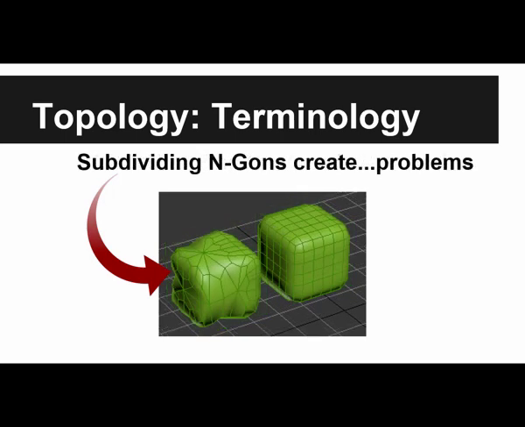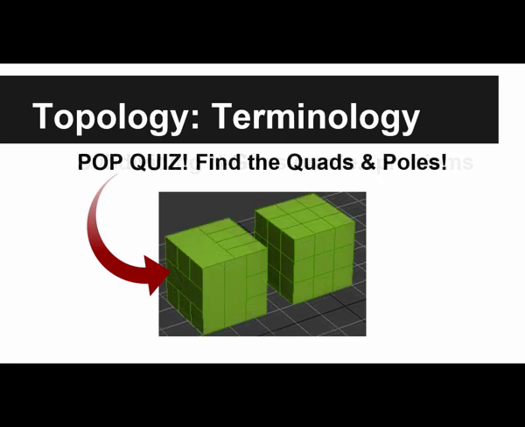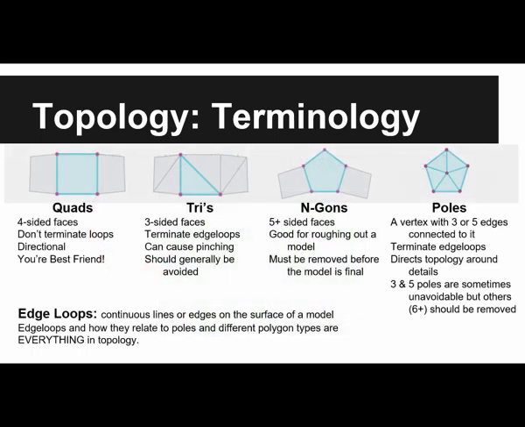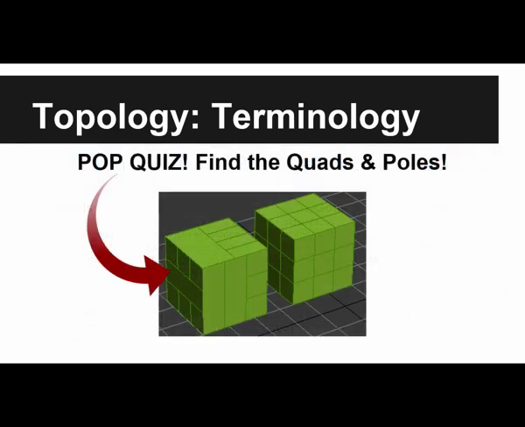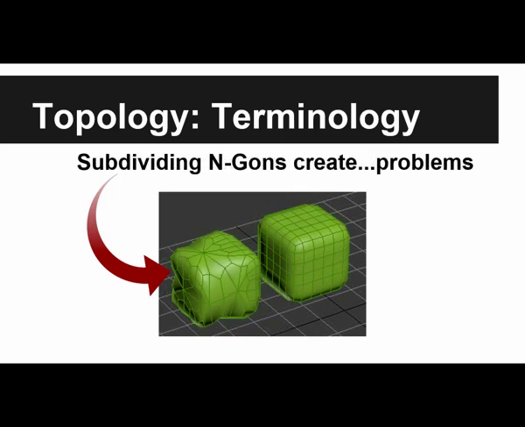All right, subdividing N-gons creates a huge problem. So this is what these two cubes look like previously. One is full of quads, the other is full of N-gons, it's full of poles. I don't see any tris, but it's a mess. And so when you smooth it out, the one on the left creates a big hot mess, and the one on the right is nice and clean.